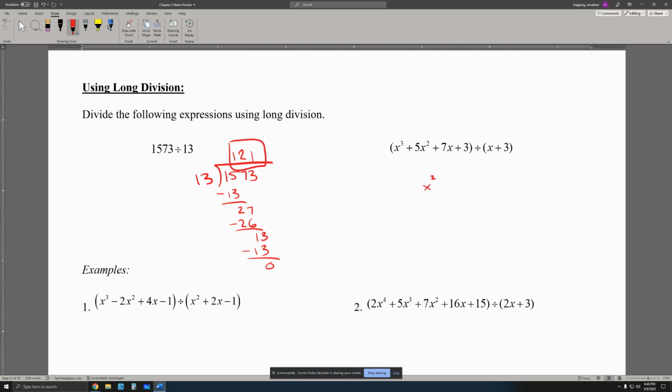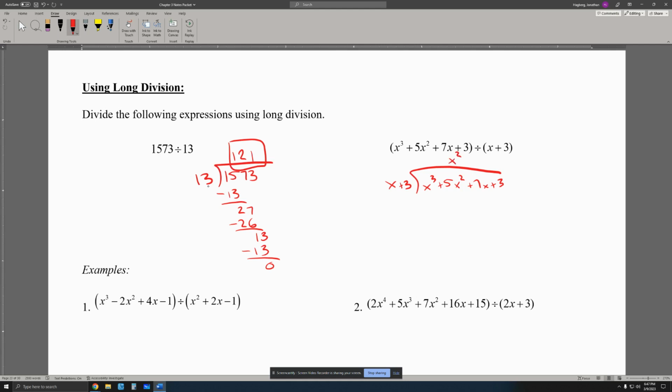So we have x cubed plus 5x squared plus 7x plus 3, and we're dividing it by the quantity x plus 3. So we start with the x cubed term. Can we divide x cubed by the binomial x plus 3? No. We have to look to the next term with 5x squared. So what quantity would I have to multiply x by to get to x cubed? The answer is x squared.